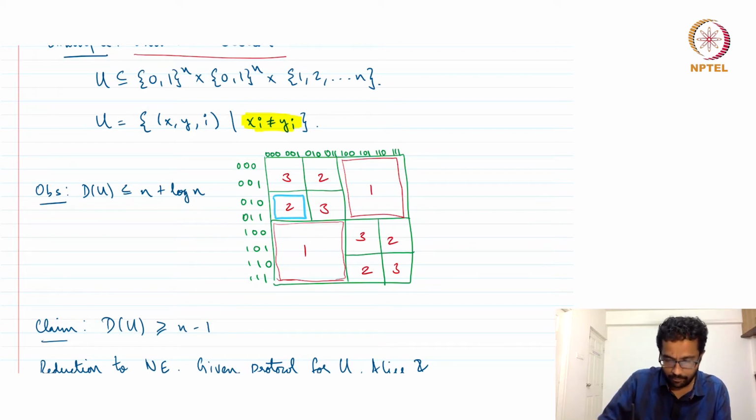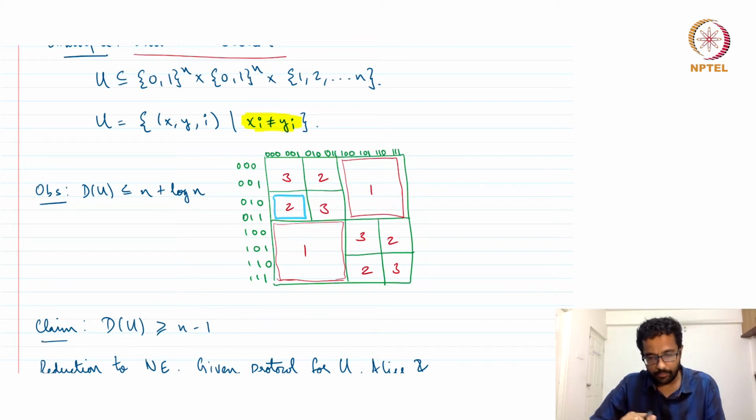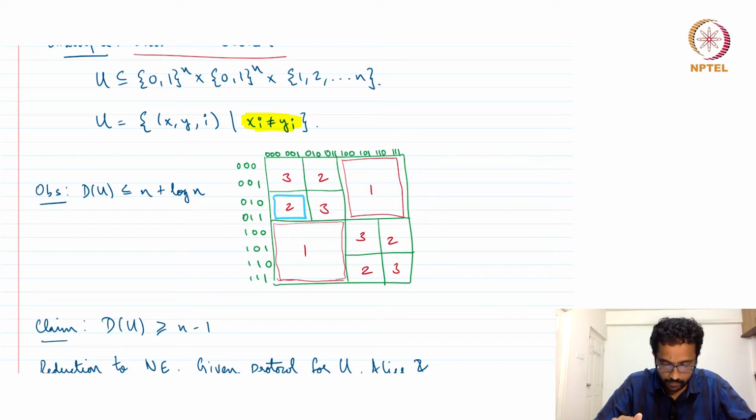So this is a picture of the matrix corresponding to the universal relation R, showing what they can possibly output, and it is already separated into monochromatic rectangles. From this you can possibly see how they may execute a protocol. One observation is that for the universal relation, there is always an n plus log n bit protocol.